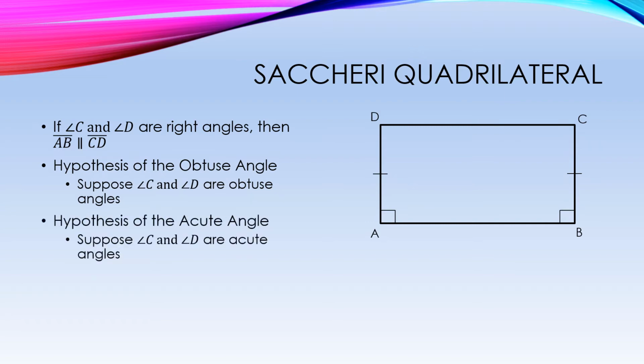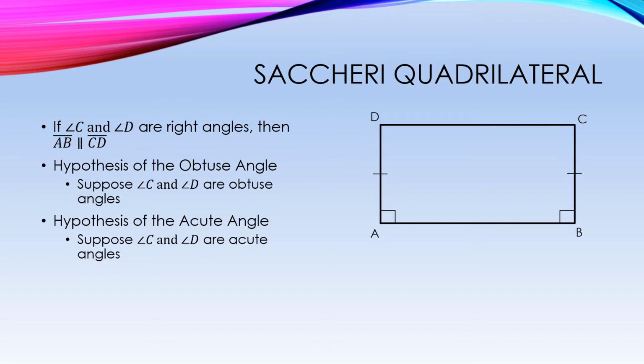He moved on to the hypothesis of the acute angle, in which he supposed that angle C and angle D are acute angles. This time he showed many new statements to be true, but he was never actually able to truly come to a contradiction, although he thought he had.